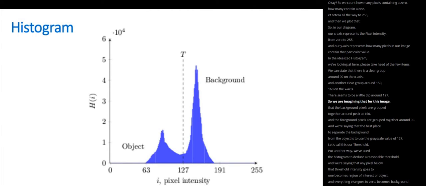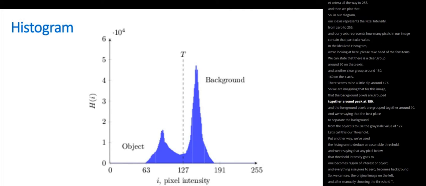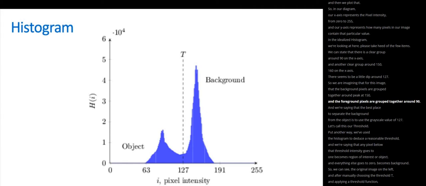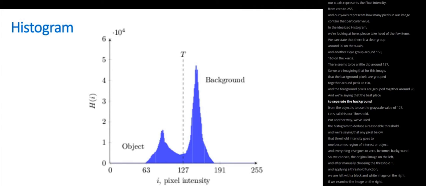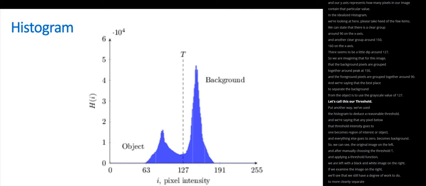So we're imagining that for this image, the background pixels are grouped together around the peak at 150, and the foreground pixels are grouped together around 90. And we're saying that the best place to separate the background from the object is to use the grayscale value of 127. Let's call this our threshold.